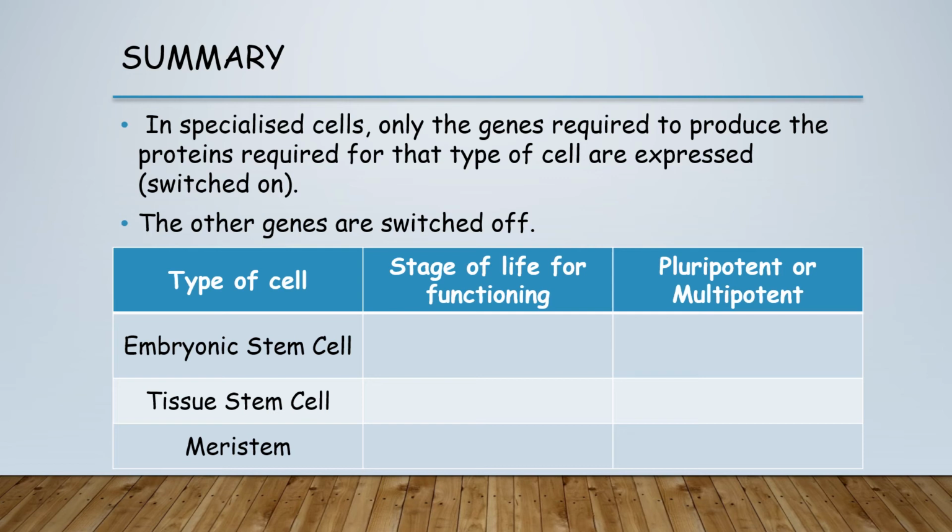Our embryonic stem cells, we need to know that they are in early life only. They come from a blastocyst and they are referred to as pluripotent. They can become any type of cell.